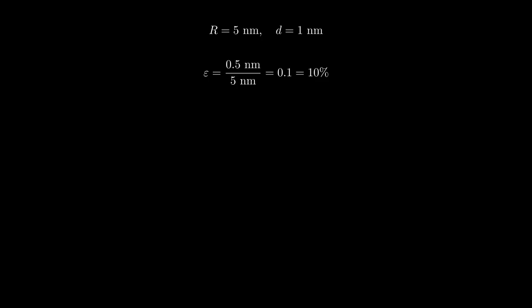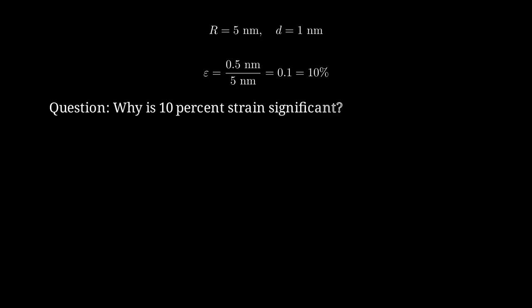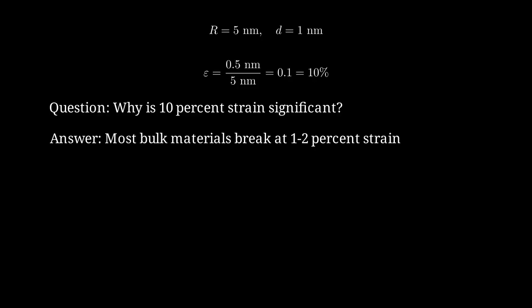This is enormous. You might ask, why is 10% strain so significant? The answer is that most bulk materials fracture at only 1 to 2% strain, but nanomaterials can sustain much higher strains due to fewer defects.